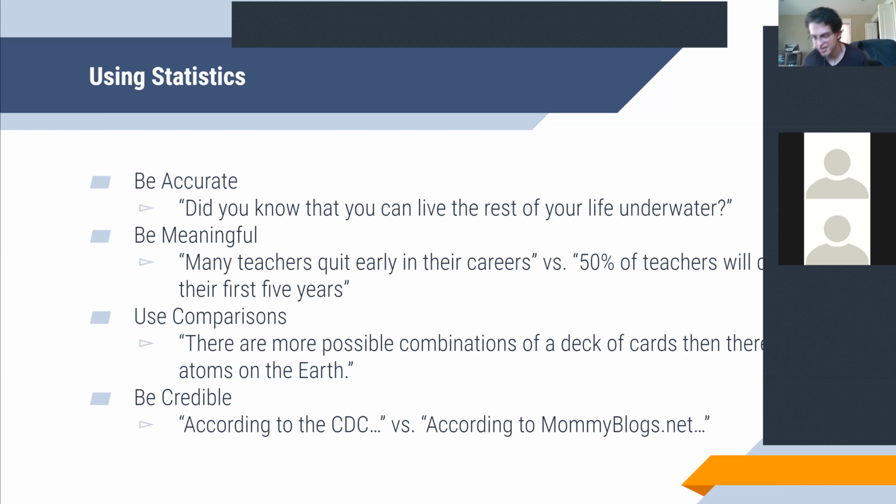What's wrong with that statistic? There's no numbers. Okay. Did you know that 100% of people can live the rest of their lives completely underwater? It's a lie. How so? Well, we can prove it.